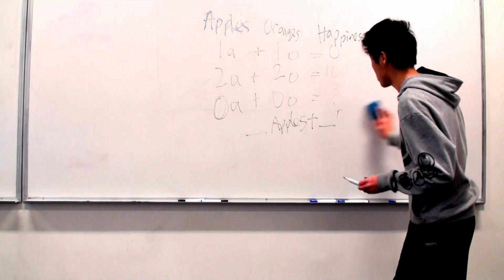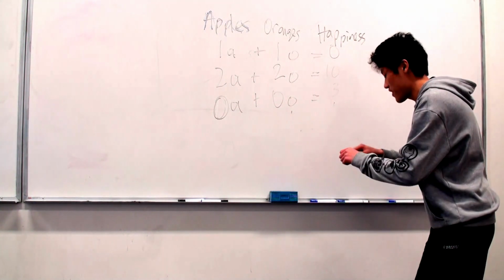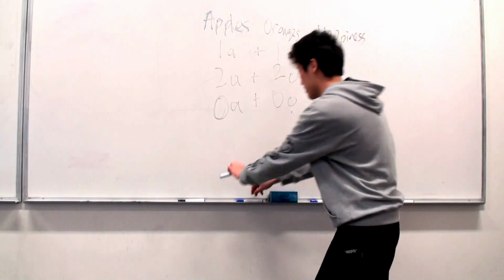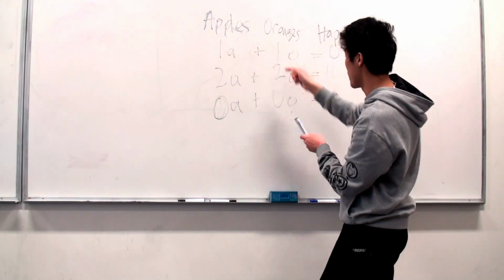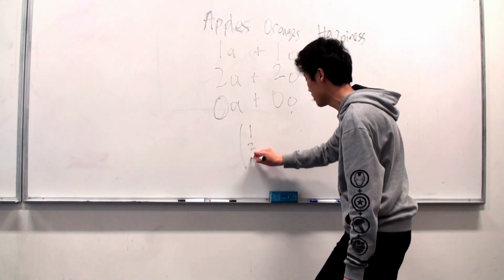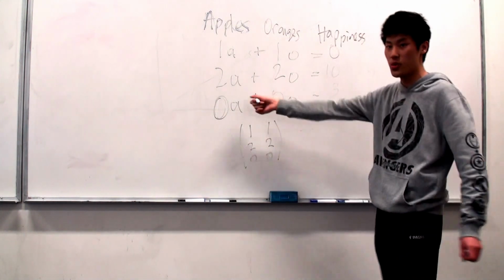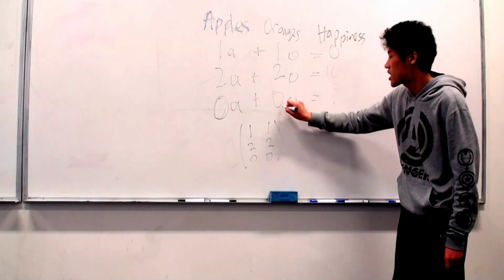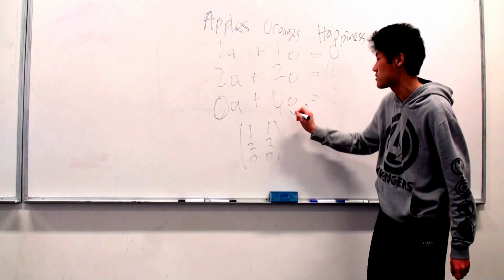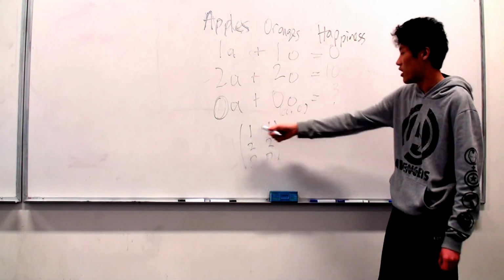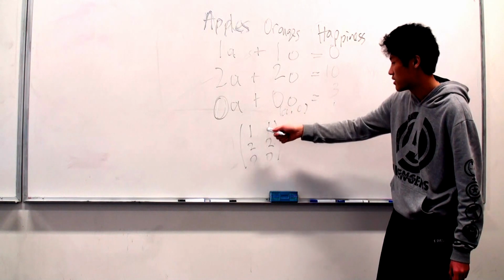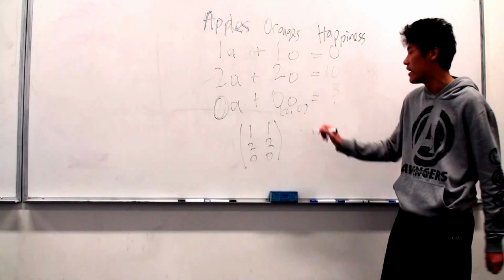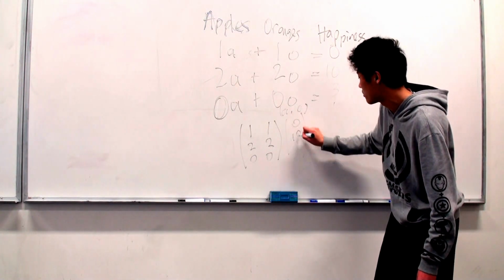Well, we learned in matrix multiplication that you can make this system into a matrix. And how do we do that? We just get the 1, 2, 0, 1, 2, 0 in a matrix. And what do we times it by to get 0, 10, 3? If you use the same method, we times it by A and O. See, 1A plus 1O, 2A plus 2O, and so on, and this in fact is 0, 10, 3.